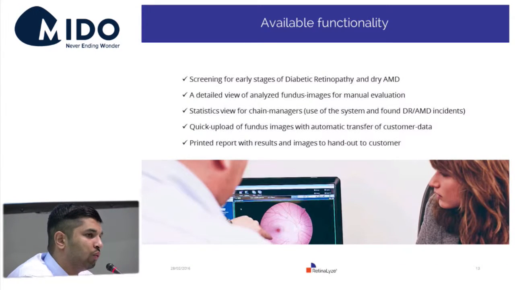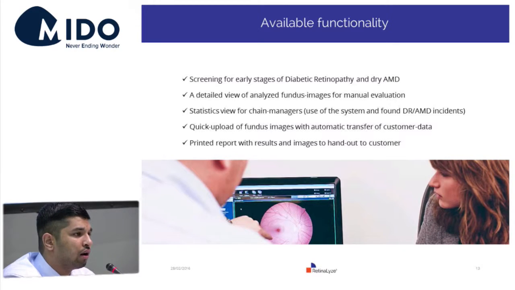So, the software makes it possible for you to screen for diabetic retinopathy and dry AMD, the early signs of these diseases. It will also give you a detailed view of the image, marking the areas that need attention. A statistics view makes sure that you know how many screenings you've made, how many customers you've had through the store. And it also gives you the ability to print a report to the customer and give it to them in the hand so they can understand what they've been screened for and what the assessment is, and also a recommendation. Do they need to visit an ophthalmologist today, or can they wait 6 months, for instance?